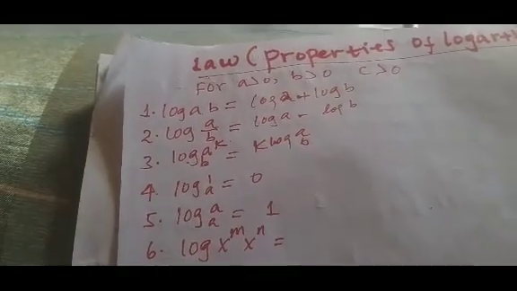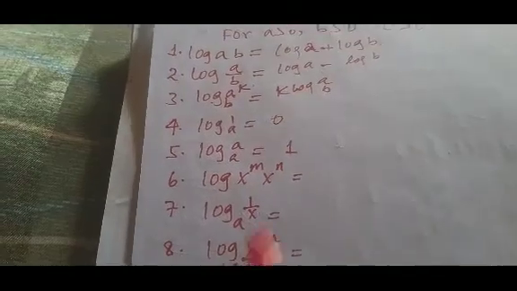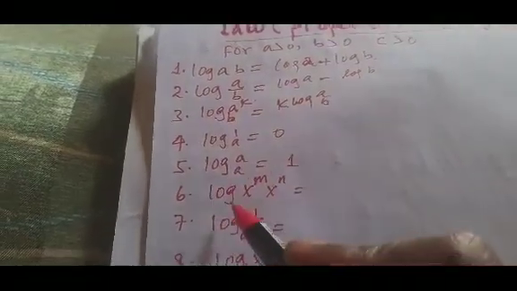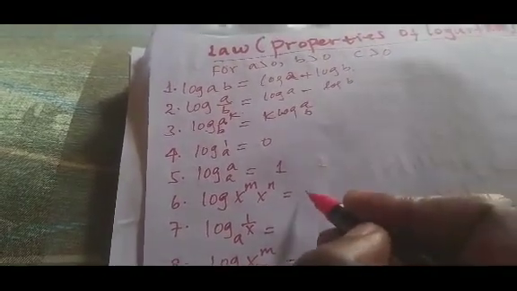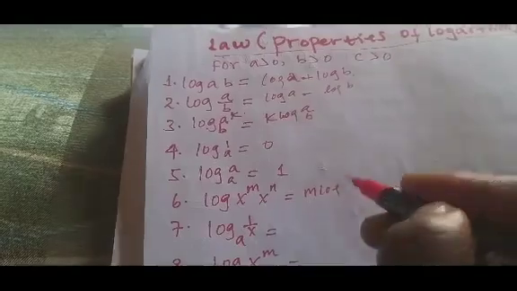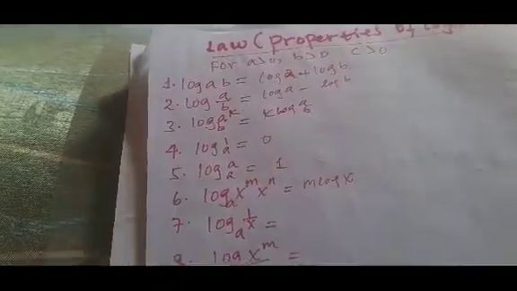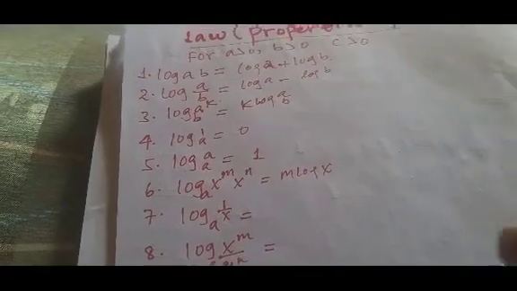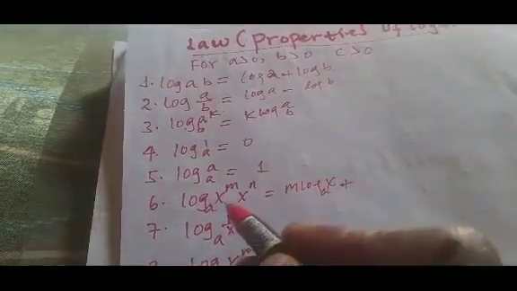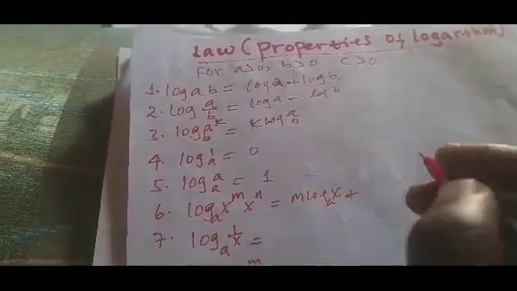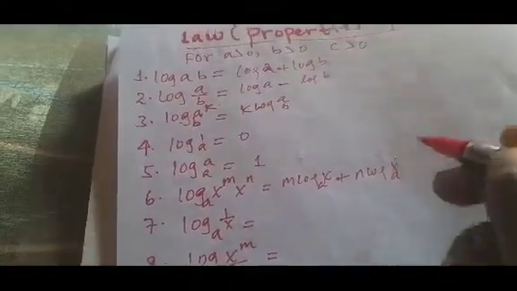Look at law number 6, log of x raised to m times x raised to n is equal to m log of x to the base a, the product is changed to what? The sum. Plus n log of x to the base a.